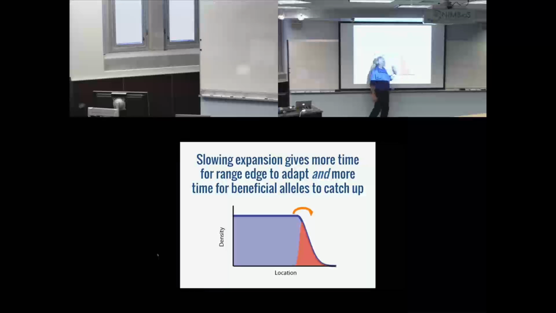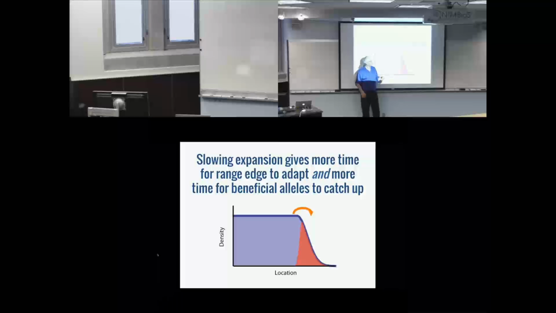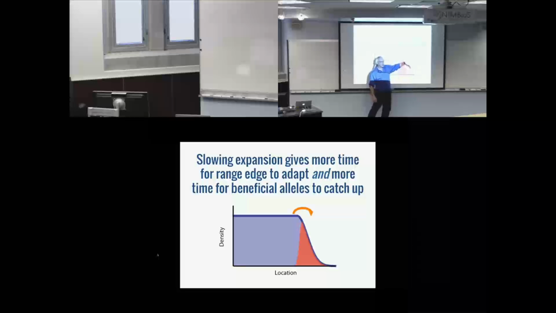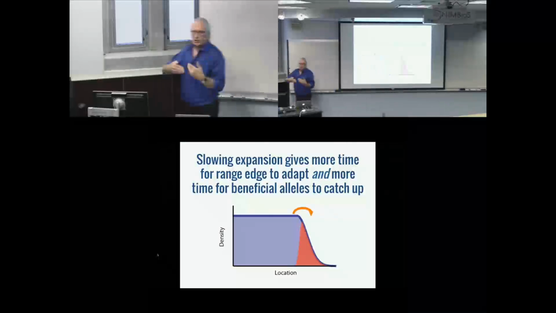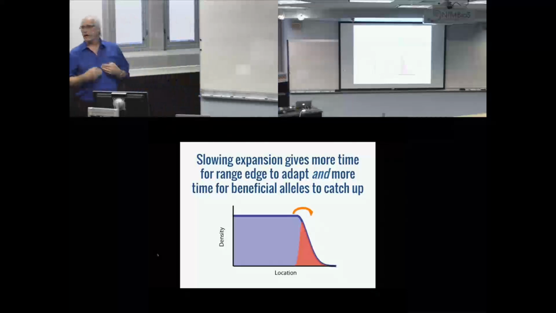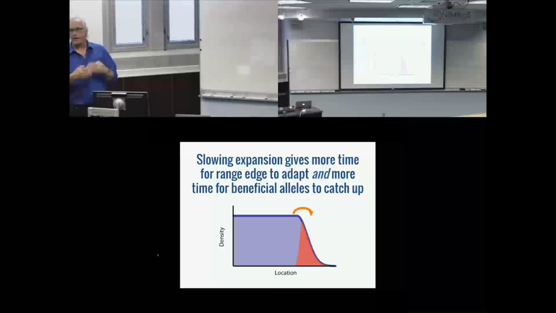If you slow the expansion because you've got a maladaptation of the quantitative trait, you've got more time for the good alleles to catch up for the deleterious loci. If you've got expansion load caused by the deleterious loci, you've got more time for that population to adapt to local conditions on the edge. So what we think is that the slowing of the expansion creates a situation where evolution can be more effective to ameliorate the differences between the edge and the core.